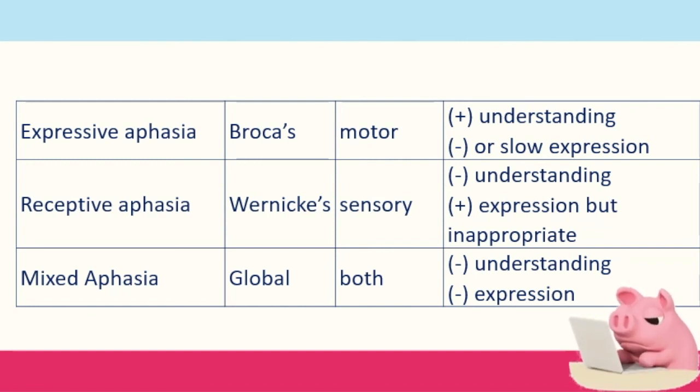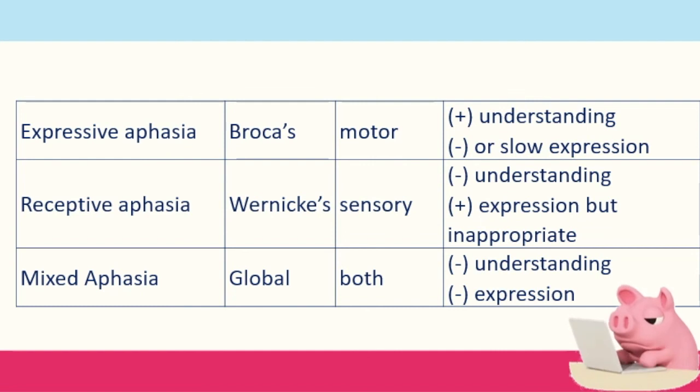And then other than that, since they are unable to understand what you're telling them, the tendency is that they have expression, but their expression is inappropriate. So it is not congruent to what you have said, because they are unable to understand what you're talking to them about. And then you have your mixed type of aphasia, also referred to as global aphasia. It's global because it's affecting both motor and sensory. So they are unable to understand, and unable also to express their feelings.